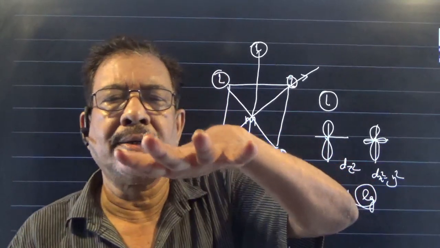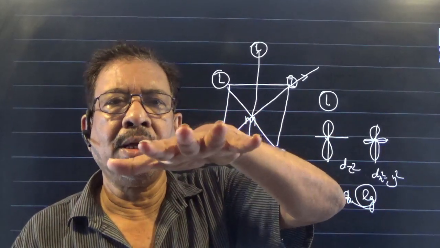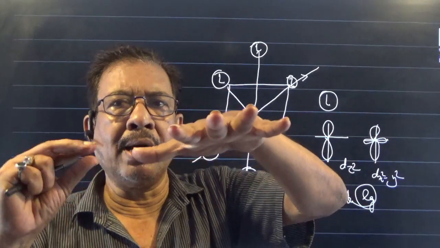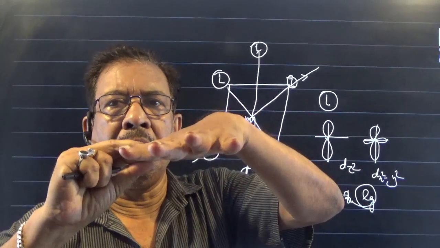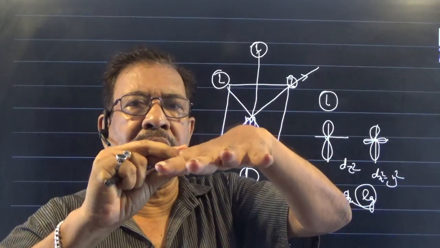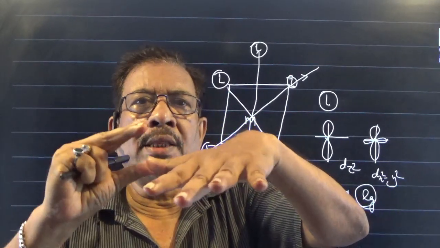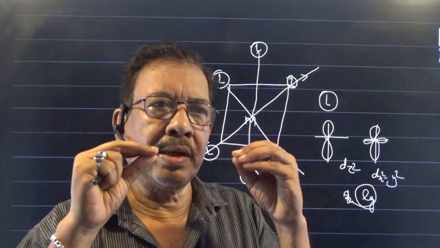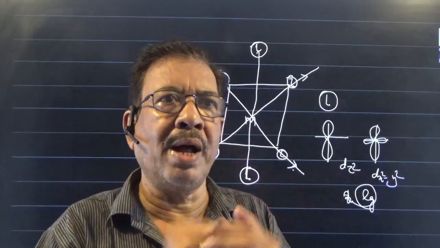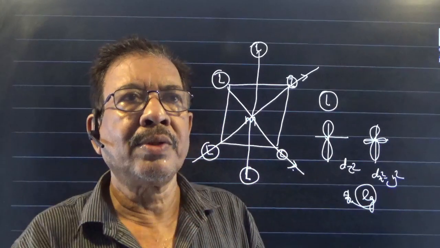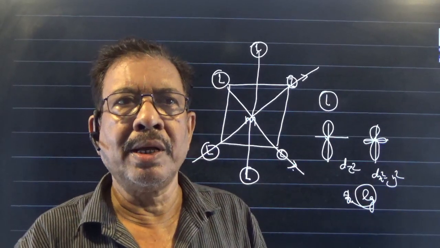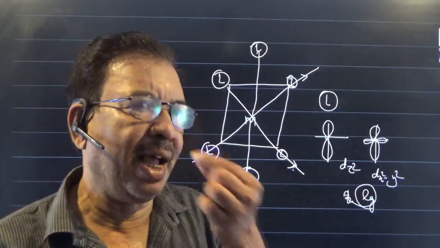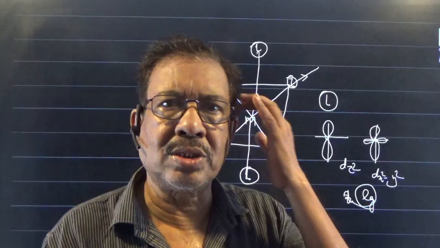Could you follow my point? Listen carefully. This is the orbital of the metal atom. Whenever a ligand approaches the metal atom on the axis, it experiences the greater repulsive force. The ligand which comes on the axis will experience maximum repulsive force compared to those which are not on the axis. So hence the splitting takes place.